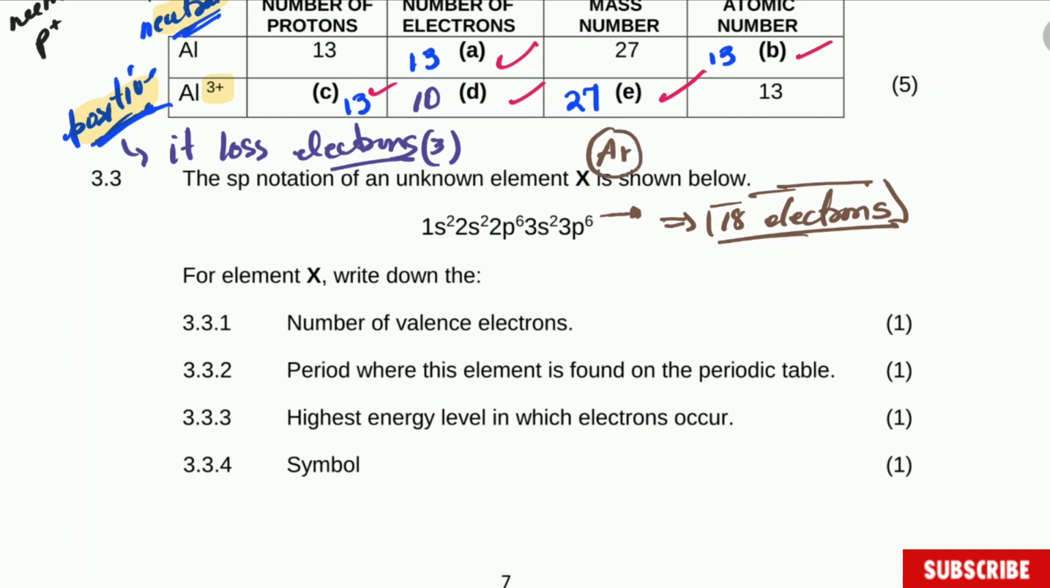This one is not the question yet. We're just trying to save some time. So this element is argon. Now we're going to answer the question. For element X, write down the number of valence electrons.